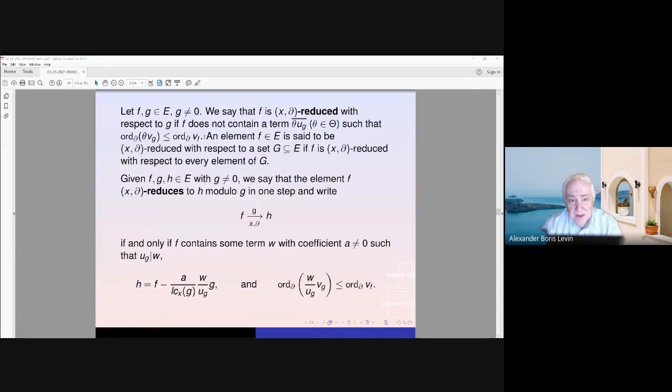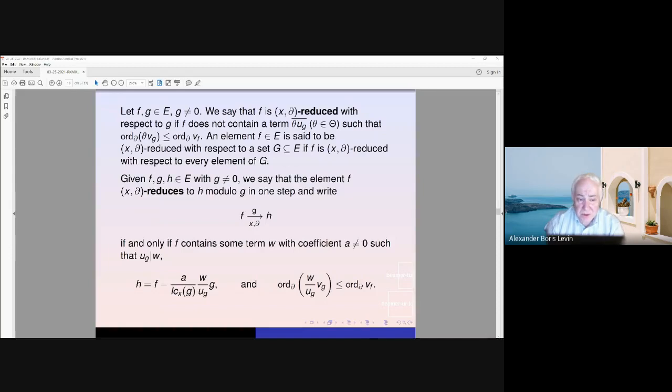And the idea behind this is that you want to eliminate the highest term when you divide, like you divide polynomials. But at the same time, you don't want to increase the D leader, because in general you might subtract some multiple of g, but at the same time you might increase the other leader. So this reduction is so delicate that you eliminate the highest term with respect to X, but at the same time, you don't increase the order with respect to D. And we say that f is XD reduced with respect to a set of elements if it is XD reduced with respect to every element.